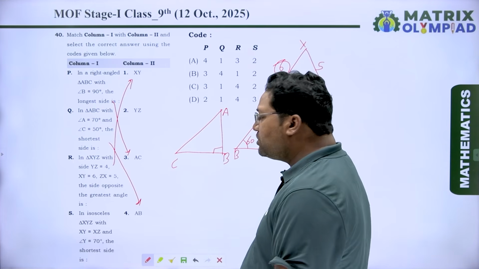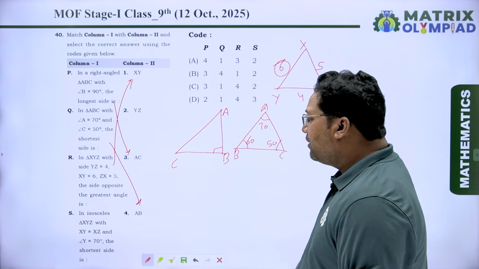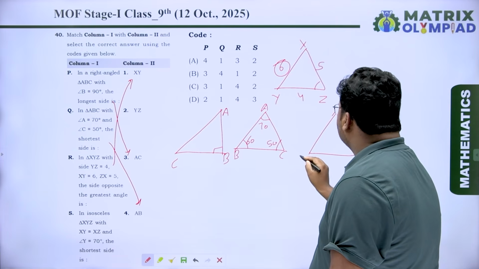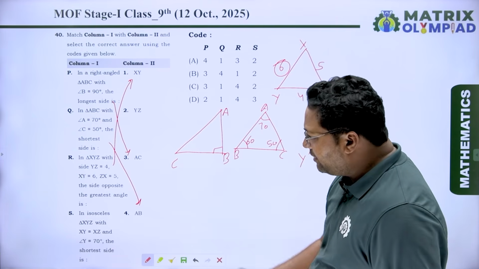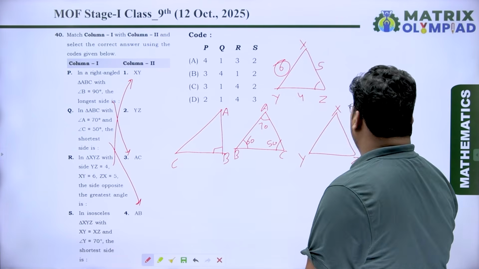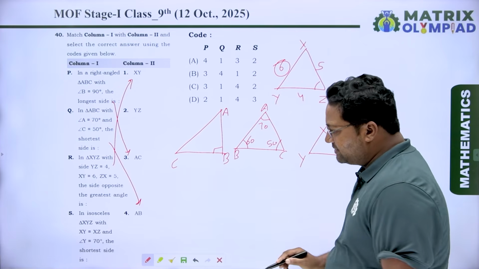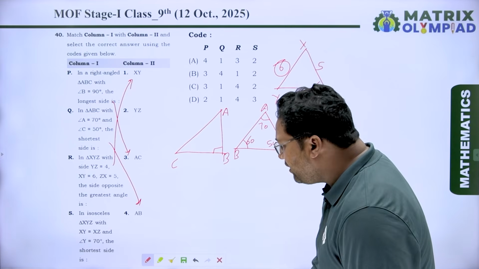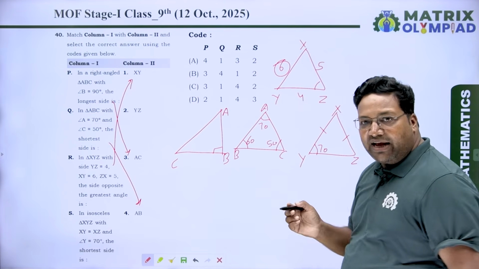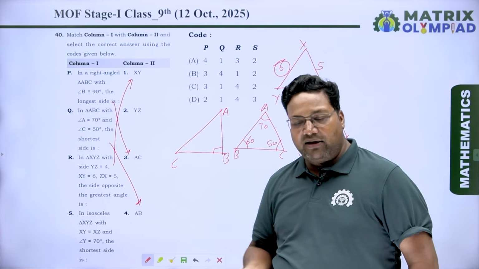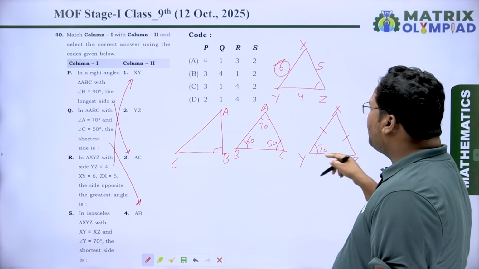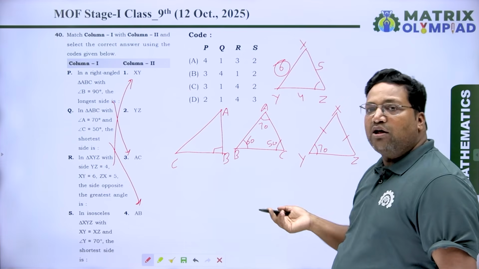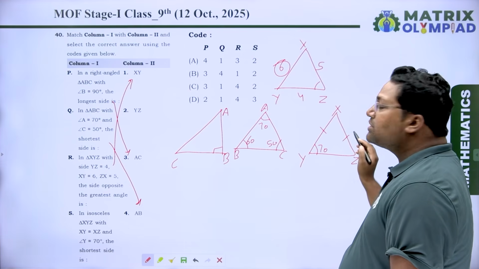Next is an isosceles triangle XYZ with XY equal to XZ. So we have to draw a triangle XYZ. Here you can see in this triangle XY equal to XZ. This is XY and this is XZ, and angle Y equal to 70 degree. The shortest side is, so here we have to apply one theorem of isosceles triangles. That theorem is, in any isosceles triangle, the angles opposite the equal sides are also equal. So here you can see these two sides are equal.